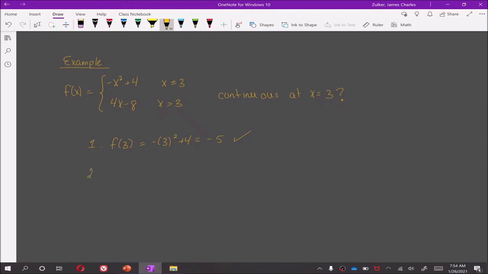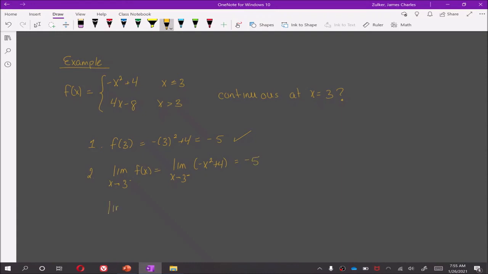Next, we have to check, does the limit at 3 exist? Since this is piecewise, we have to look at the one-sided limits. So let's start with the left-handed limit. Now again, this is the left-handed limit, so the piece that we're using is the piece for x less than 3, so negative x squared plus 4. This just gives us negative 5.